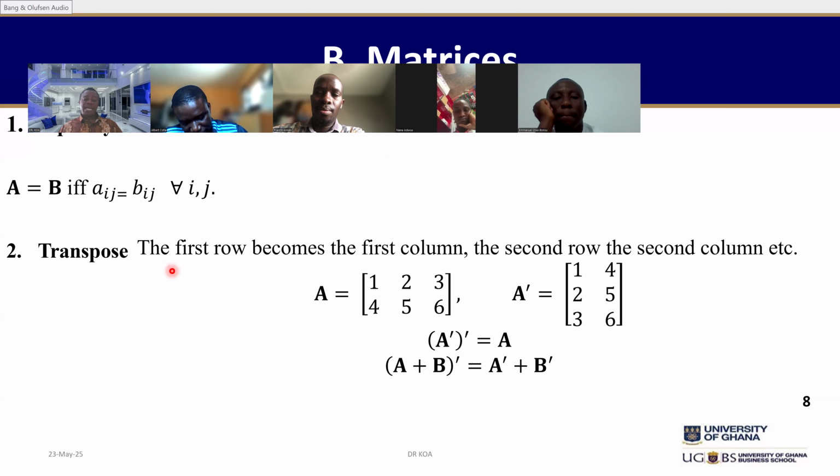So if you take the elements here, you have 1, 2, 3 in a row format. All you are doing is turning the rows into columns: 1, 2, 3. And you are turning the columns into rows: 4, 5, 6. But it's interesting to know that the transpose of the transpose of A is A.